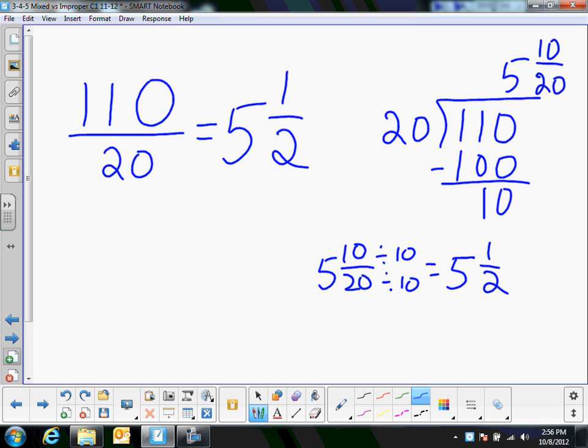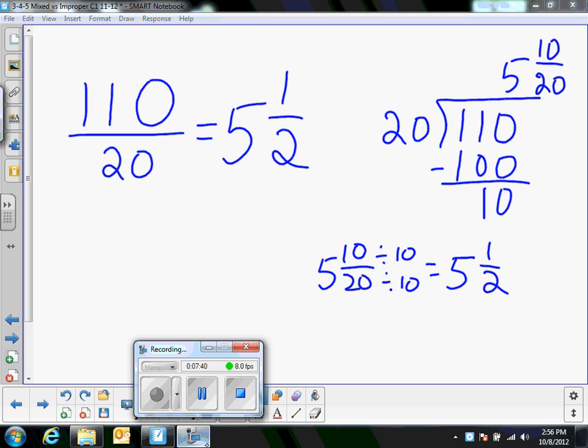So there are examples of both mixed numbers and improper fractions, and also reducing a mixed number if it's not in simplest form.